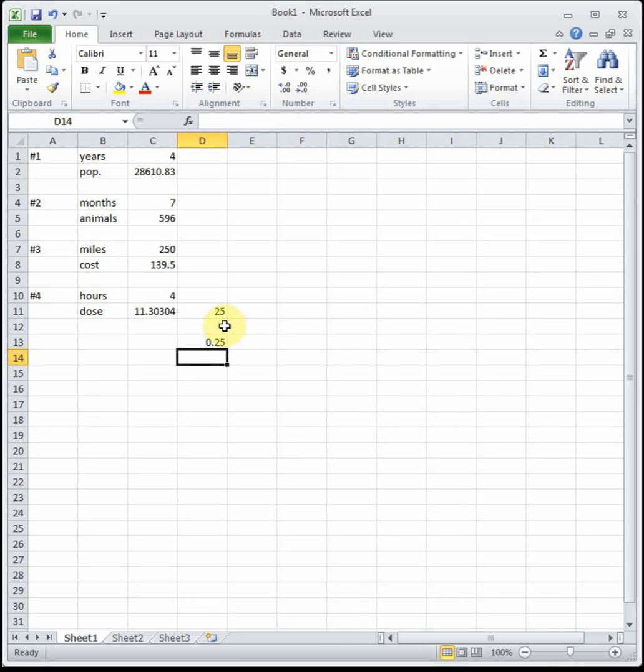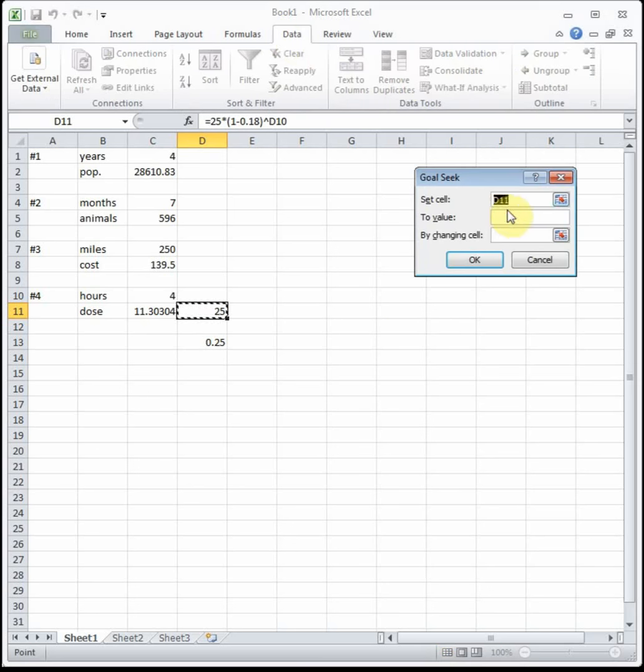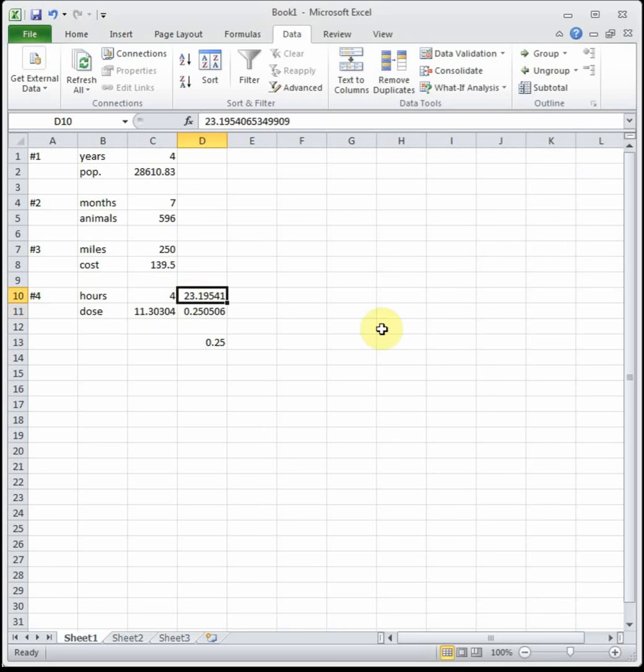So we're trying to solve for hours given our dose left. So that's going to be a goal seek. So I'm going to click on my equation, go up to Data, What If Analysis, Goal Seek. And I want my equation to be 1%, which is 0.25, by changing the number of hours, and it's going to tell me how many hours it will take to get down to that dose. So it's going to take 23.195, so about 23.2 hours to get down to 1% of the original dose left.